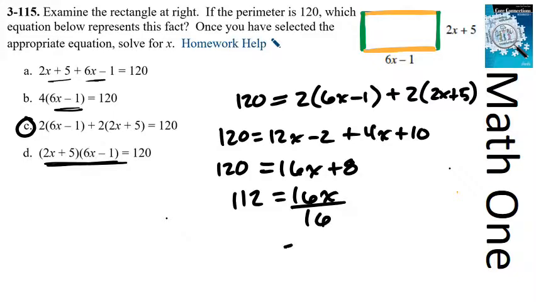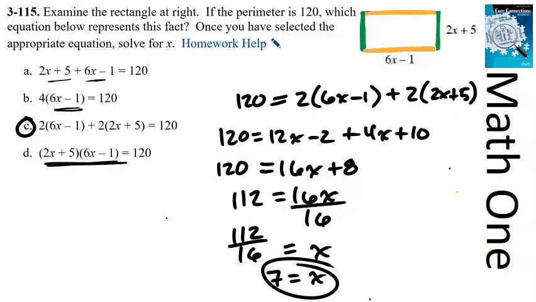On the right-hand side, I end up with just x when I divide by 16. That's why I selected 16. On the left side, I get 112 divided by 16, which I'm told is the same as the number 7. So x is 7.